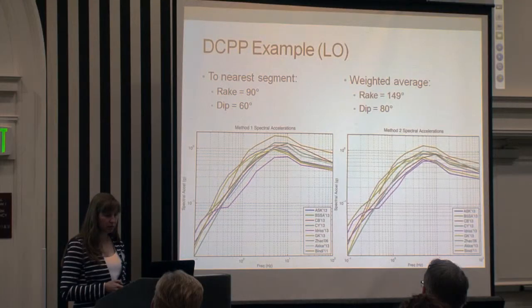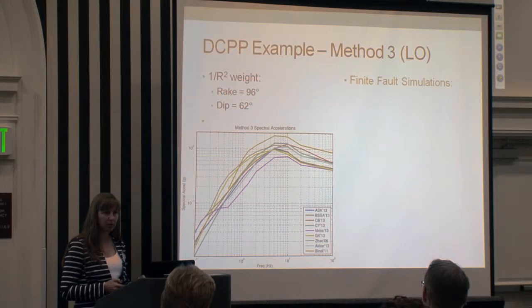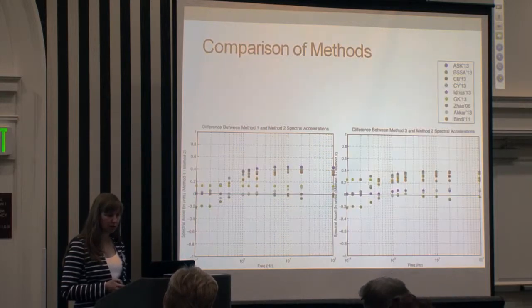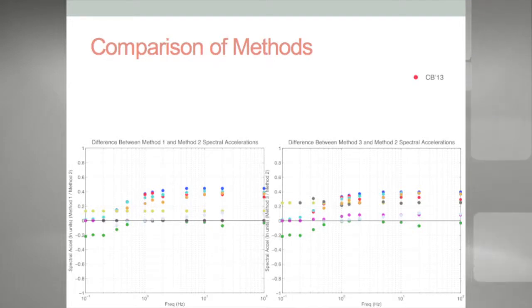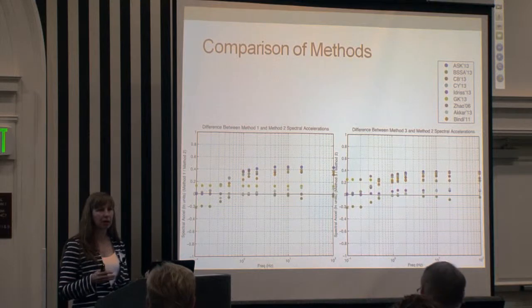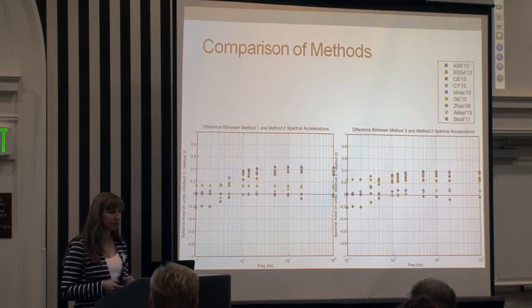So between the two, you can probably see that method 1 and method 3 are probably going to be closer. And so as you can see here again, systematically, between method 1 and 2 and method 3 and 2, we're pretty much higher as opposed to the weighted averages.